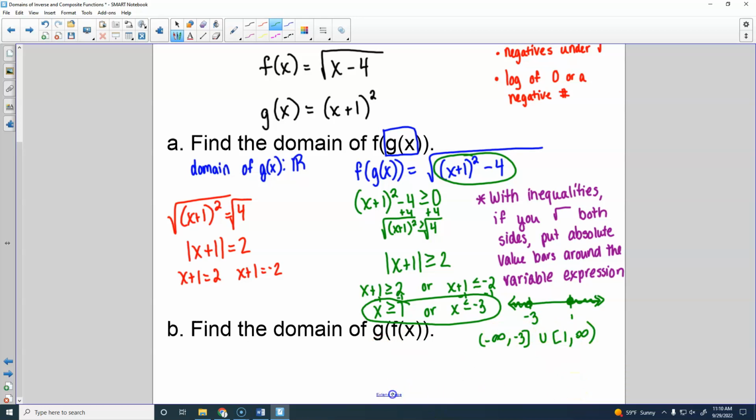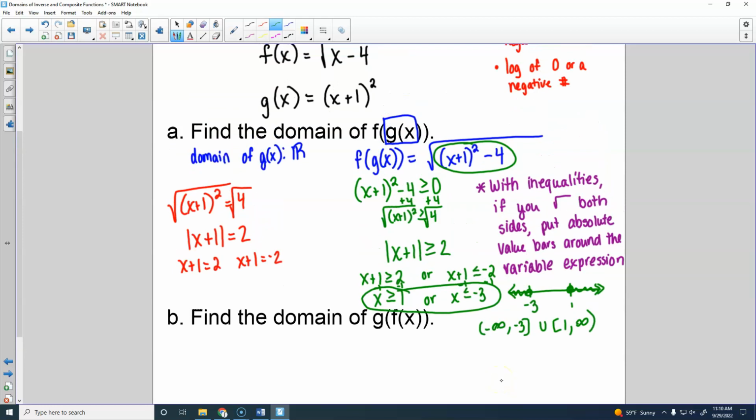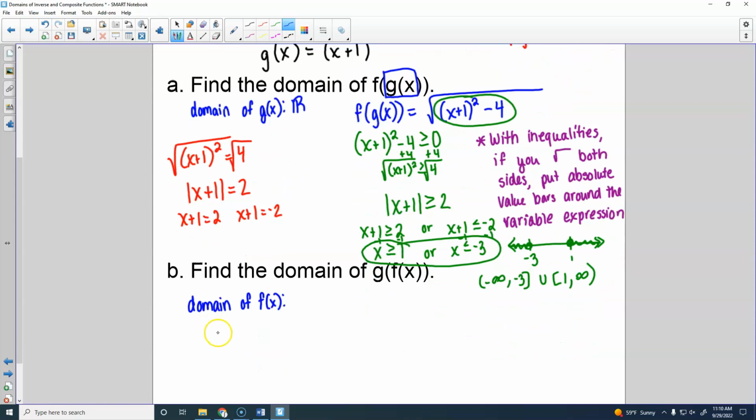Okay? Now, g of f of x is not going to be the same. There are times when it can be the same, but for this particular problem, it will not be. So we need to consider the domain of the inside first for g of f of x. So the domain of f of x. f of x is the square root of x minus 4. For the square root of x minus 4, we know x minus 4 has to be greater than or equal to 0. So x would be greater than or equal to 4. So that is part of our domain.